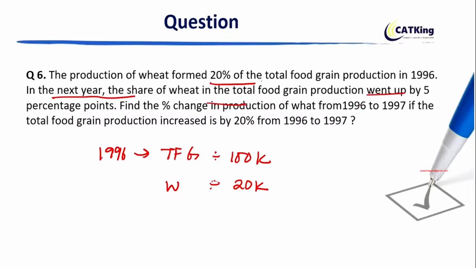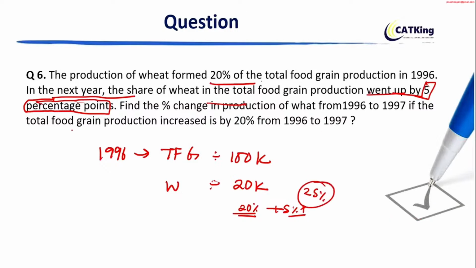So next year, share went up by 5. One important thing here is 5 percentage points, guys. Share went up by 5 percentage points. What is the meaning of this percentage points? See, this was 20%, correct? 5 percentage points increase, hence this is 25%, right? So production of total food grains increased by 20%, that is from 100k, this total production becomes 120k, and 25% of this, which is 30k, wheat becomes 30k.